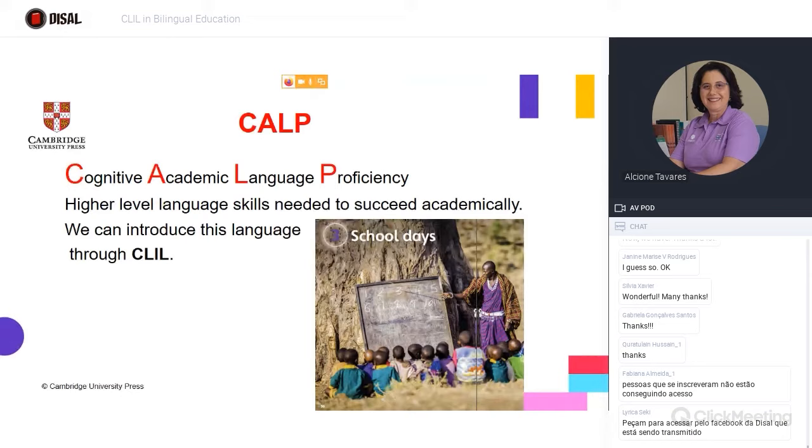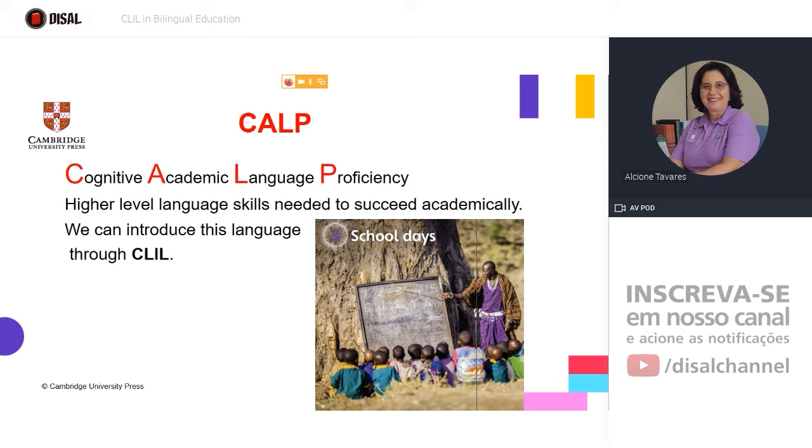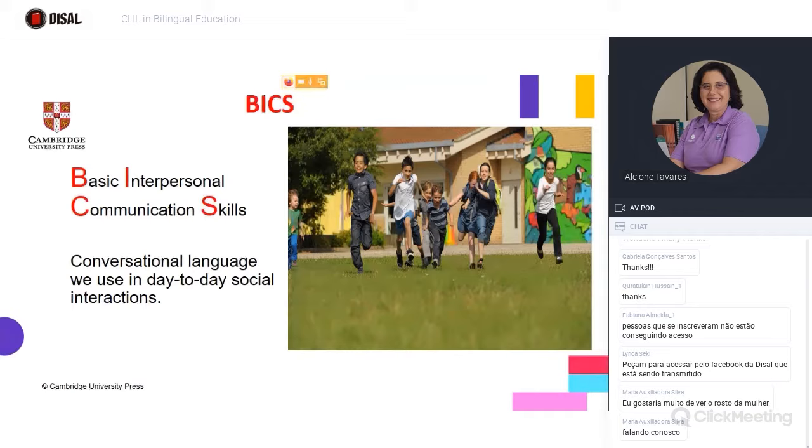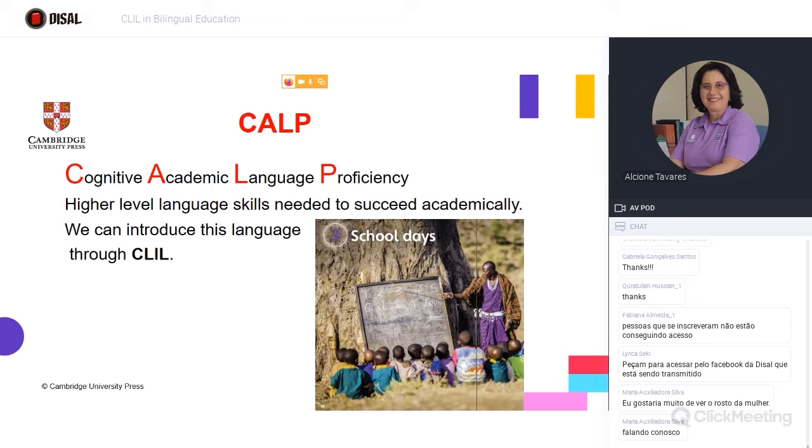But in a bilingual program, another concept must be taken into consideration, which is CALP, Cognitive Academic Language Proficiency, higher level language skills needed to succeed academically. We can introduce this language through CLIL. So for BICS, we teach English, we teach the language normally. Whereas for academic language proficiency, we need to use the CLIL methodology or approach.